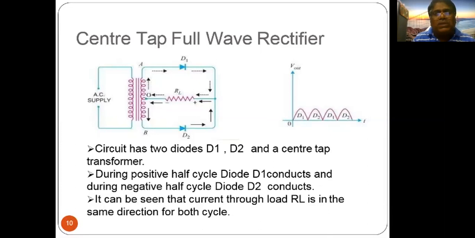How is it possible? Because we are using the center tap transformer. Once we use the center tap transformer, the process will automatically continue. It can be seen that the current through the load RL is in the same direction for both cycles.